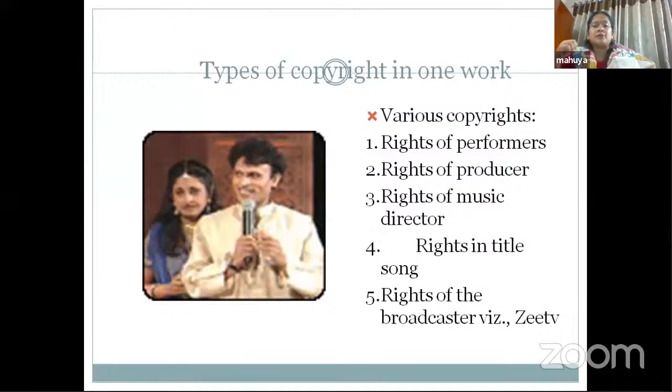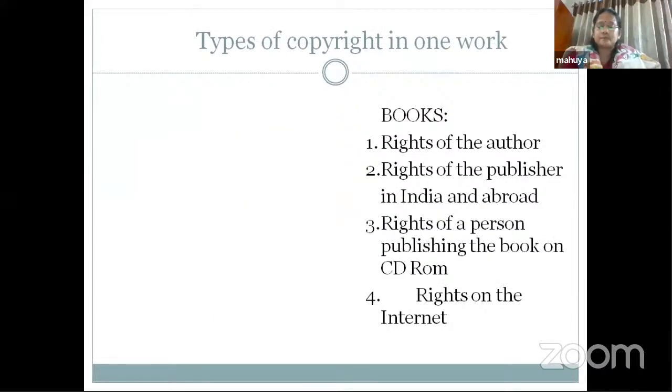Actually, copyright is a bundle of rights. It is the right of the performer, the right of the producer, the right of the music director, rights in the title song, and the rights of the broadcaster. Even for books, it is a bundle of rights: rights of the author, rights of the publication, rights of the person publishing the books, and rights of the internet.